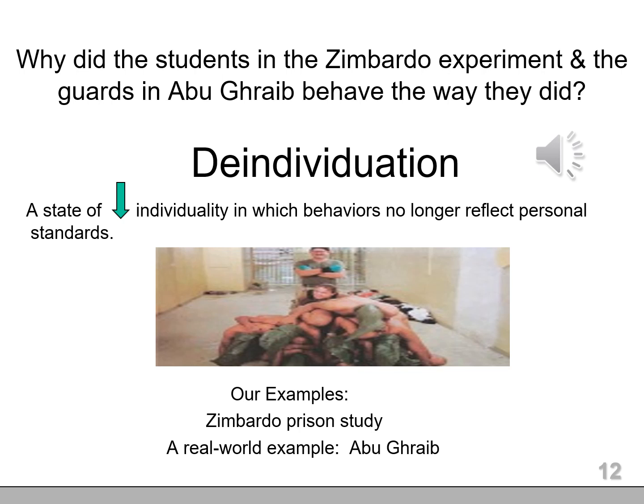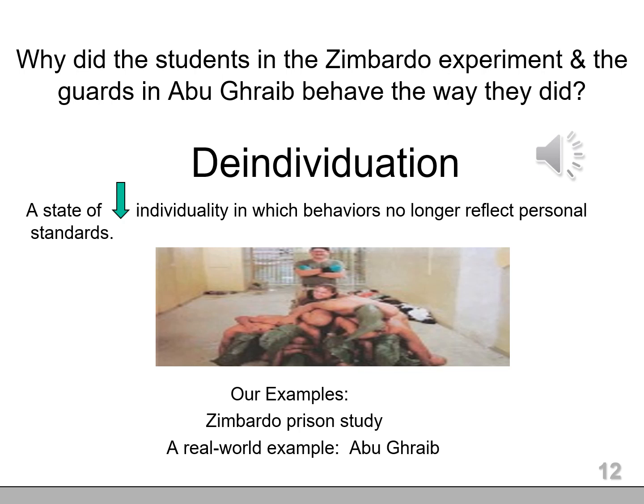Let's consider the concept of de-individuation. So you hopefully just saw the clip on the Abu Ghraib prison. Not an experiment, but an actual prison. And what was surprising was the perpetrators of the ill deeds were Americans. Why did these guards act the way they acted? And why did the students in the Zimbardo prison experiment do what they did?